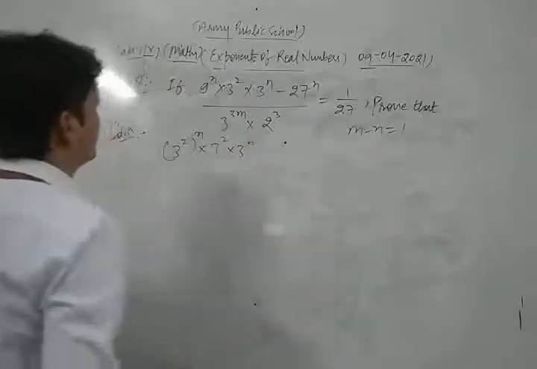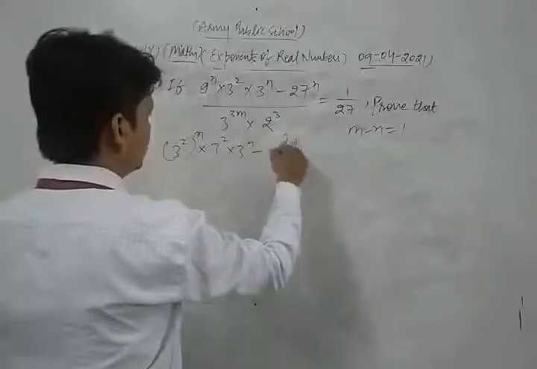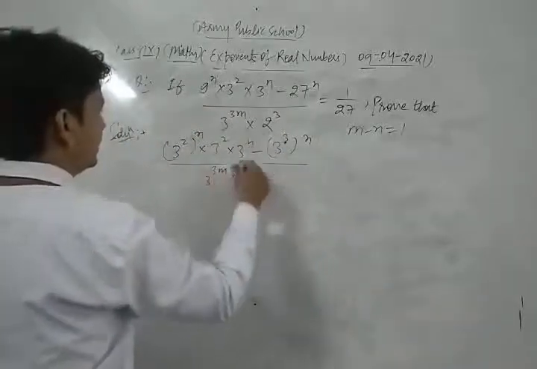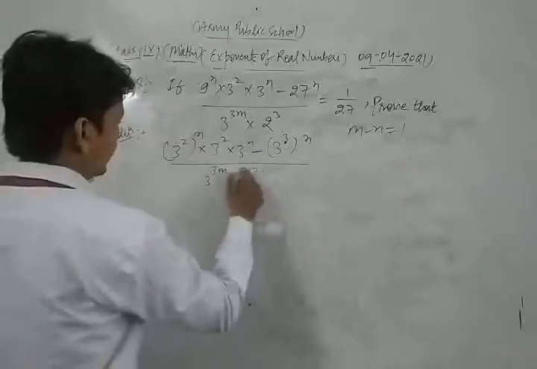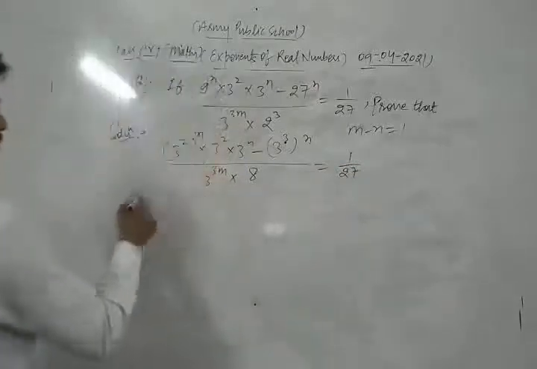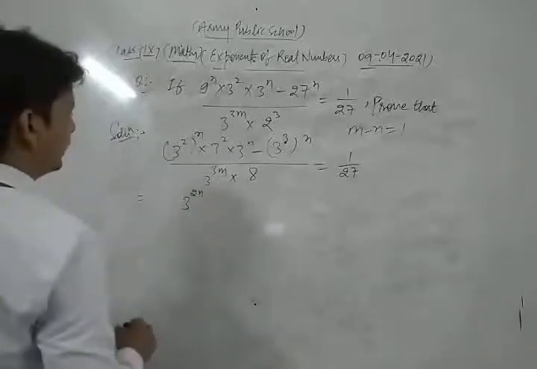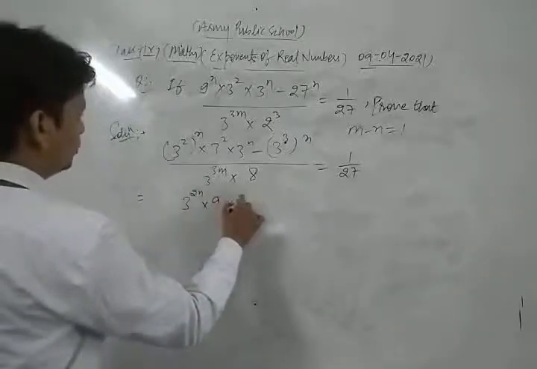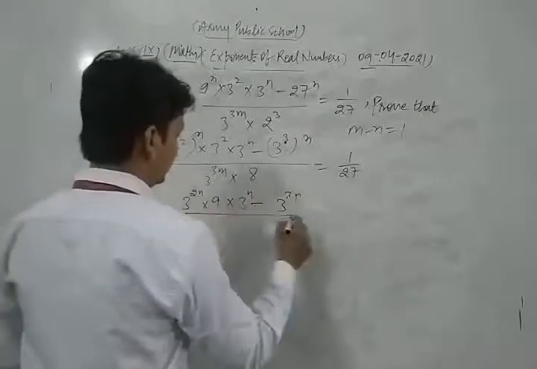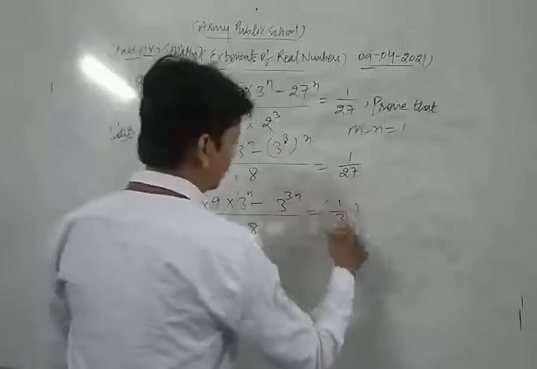Now from there we write 3 power 3 to whole power n. Upon here 3 power 3m, write as it is, and here 2 to the 4 to the 8, and is equal to 1 upon, here we write 27 as it is. Now in the numerator we get 3 power 2n into 3 3s are 9, into 3 power n, minus 3 power 3, this we write 3m. Now in the denominator we write 3 power 3m into 8, is equal to 1 upon 3 to the power 3.